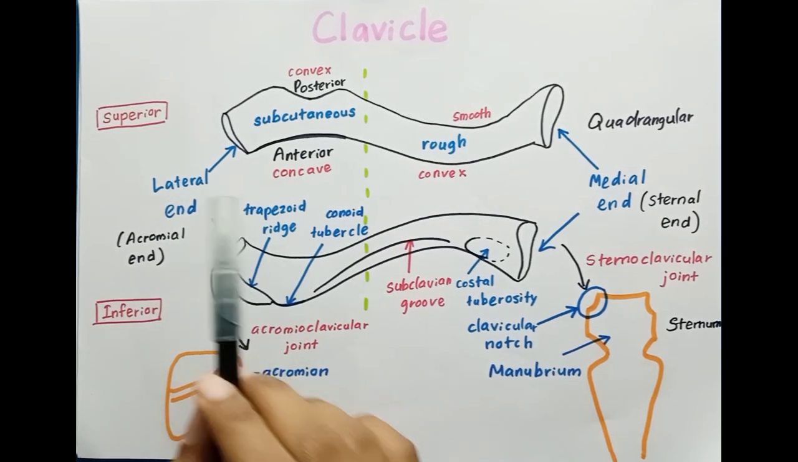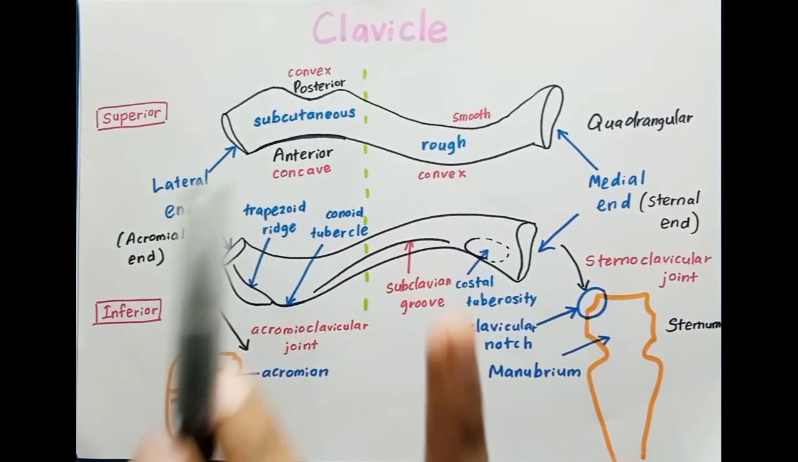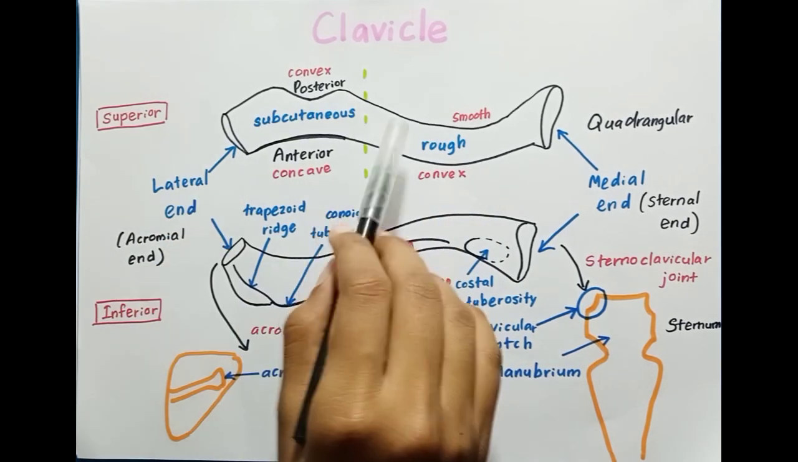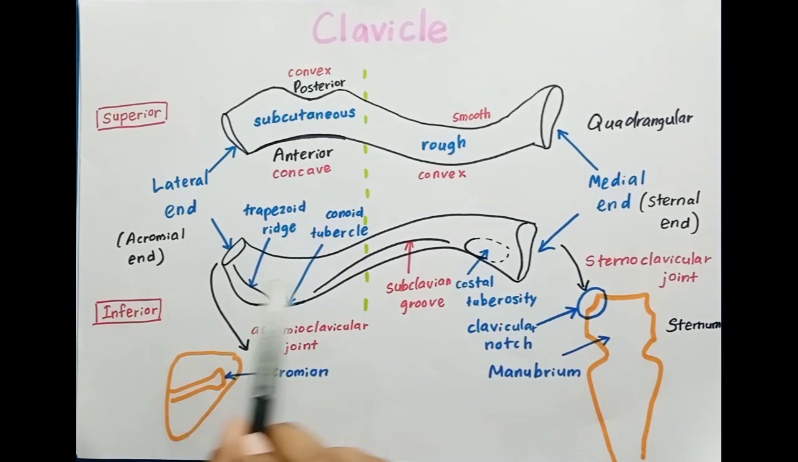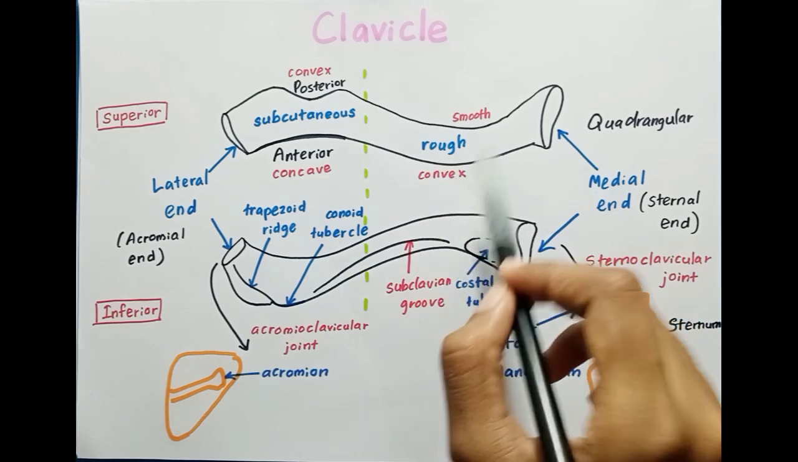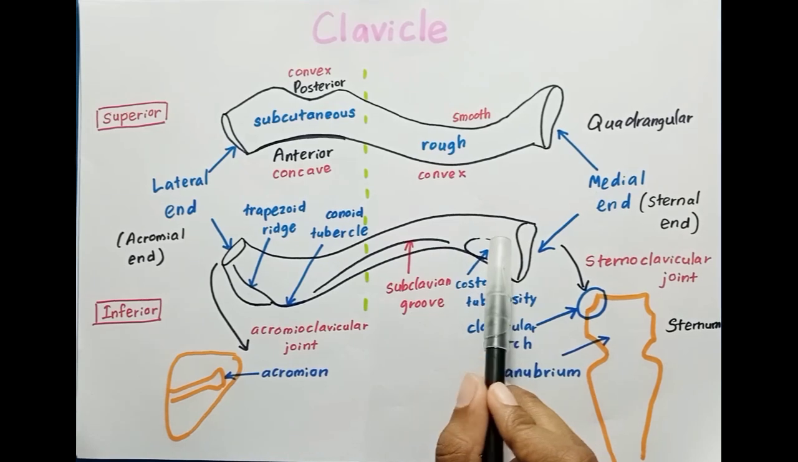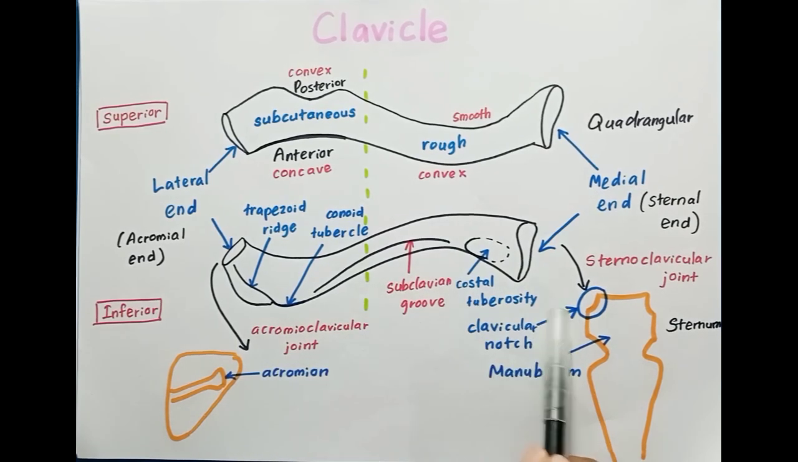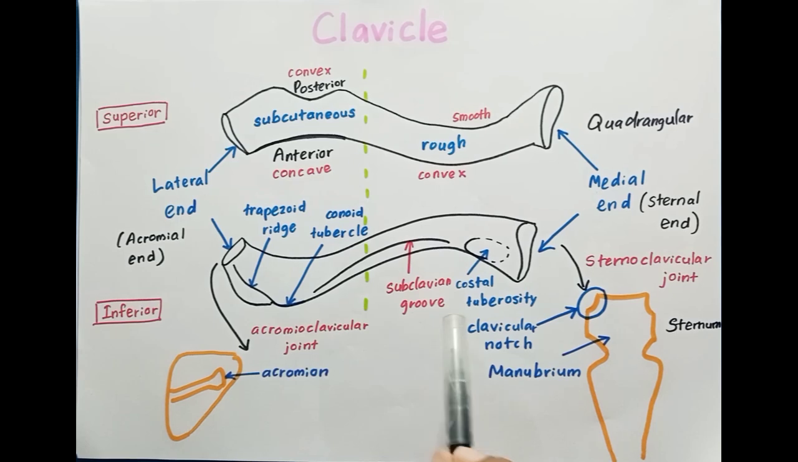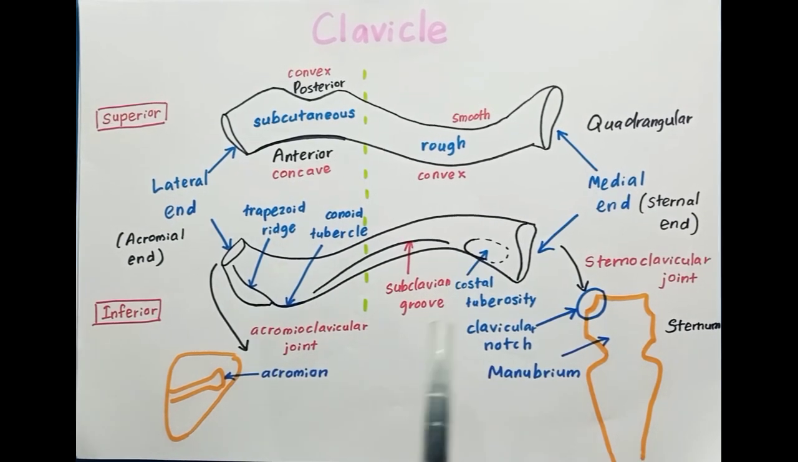And when we talk about the lateral 1/3 of this shaft, the anterior surface is concave and the posterior surface is convex and the superior surface is subcutaneous, and in the inferior surface there is an elevation and a ridge called conoid tubercle and trapezoid ridge. And here the medial 2/3, this anterior surface is convex and the posterior one is smooth. The superior surface is rough and in the inferior surface there's a costal tuberosity, an oval impression, and a very important groove called the subclavian groove is also in the inferior surface of clavicle.